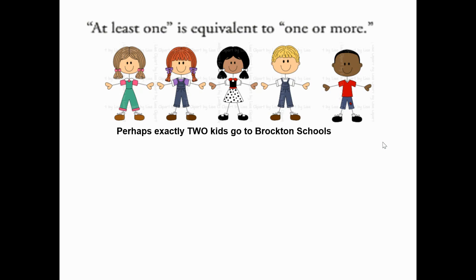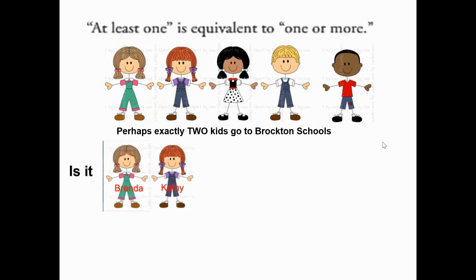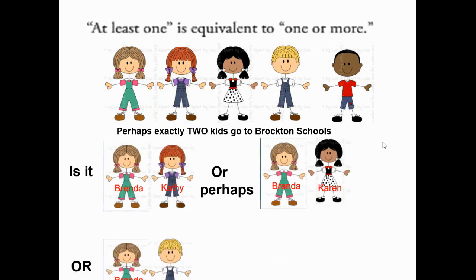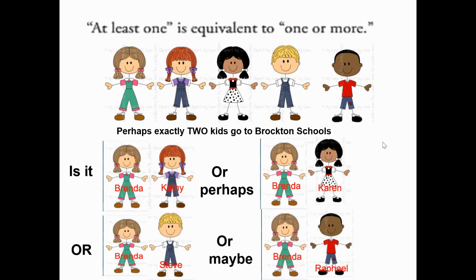Well, maybe at least one means that there's 2 kids. At least one means one or up to 2 kids. Problem is, I don't know if it's Brenda and Kathy, or maybe it's Brenda and Karen, or Brenda and Steve, or perhaps it's Brenda and Raphael. You see the problem this presents, all right? We will study this in chapter 5.